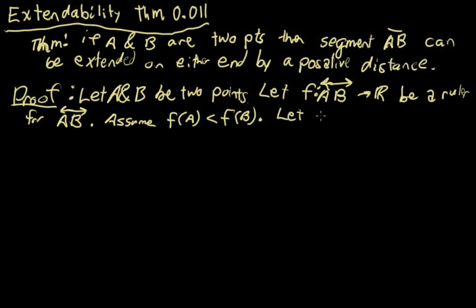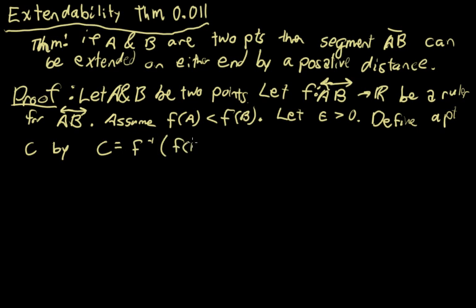Then we'll say let epsilon be greater than 0. We do need a positive number here, and the epsilon can be as big or as small as you want, as long as it's bigger than 0. So that we have epsilon greater than 0, we'll define a point C by C equals F inverse of F of B, sorry, couldn't read my notes there for a second, plus epsilon. Then F of C equals F of B plus epsilon.